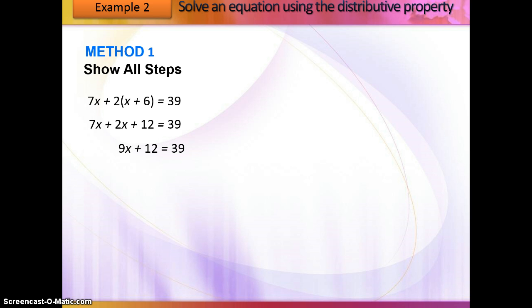Next, we'll subtract 12 on both sides of the equation. That will leave us with 9x equals 27. Then we'll divide both sides by 9, and our answer is x equals 3.